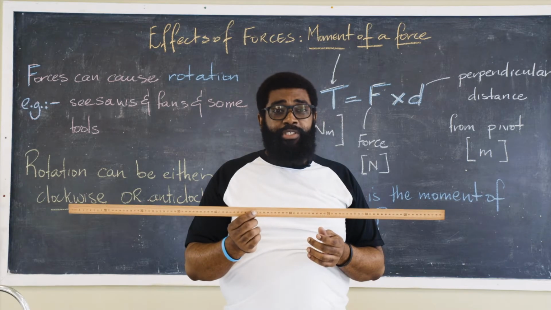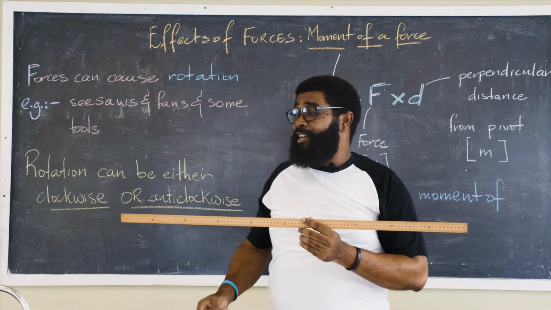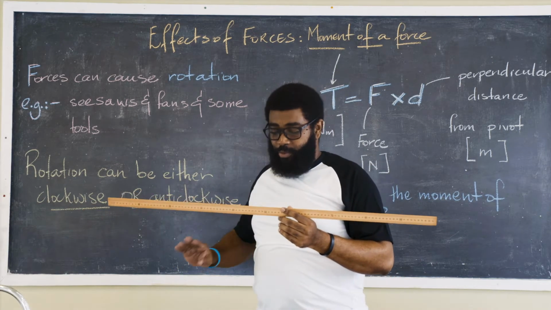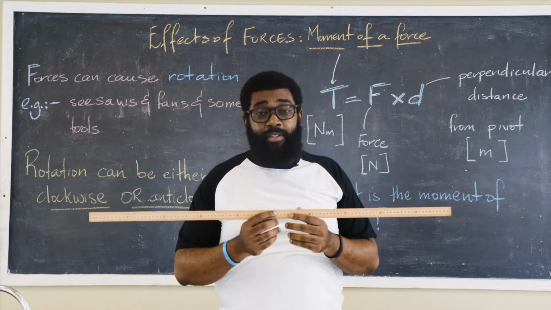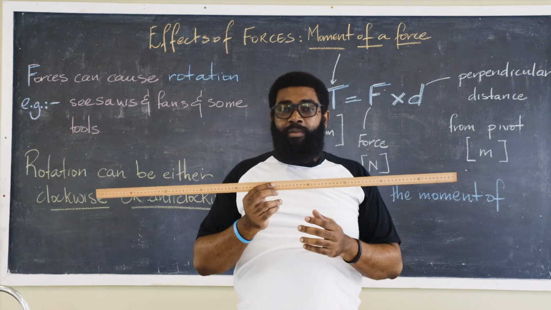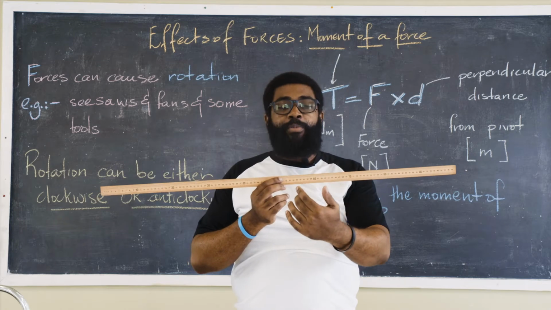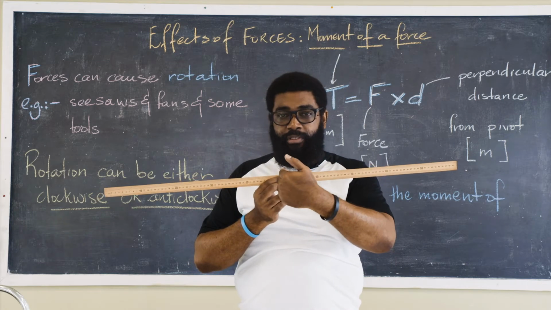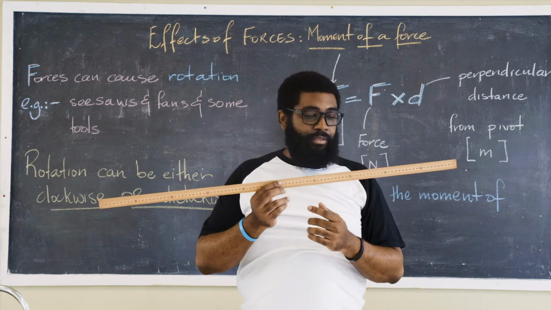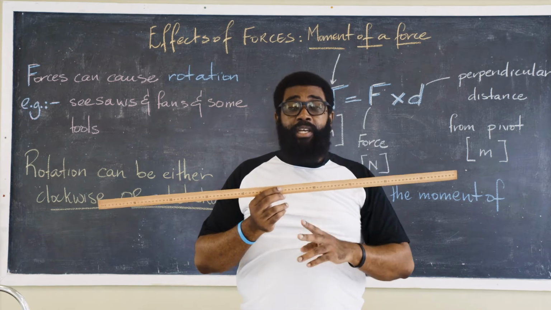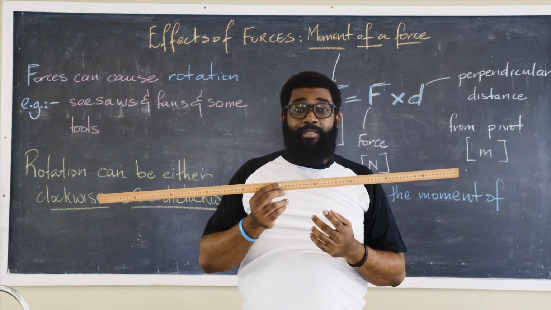Now, forces cause rotation in primarily two directions, as I did right over here. Forces cause rotation in two directions. For simplicity's sake, we always assume we are looking at the object that is rotating from the front. Now, this gives us two directions of rotation. It gives us clockwise and anti-clockwise.